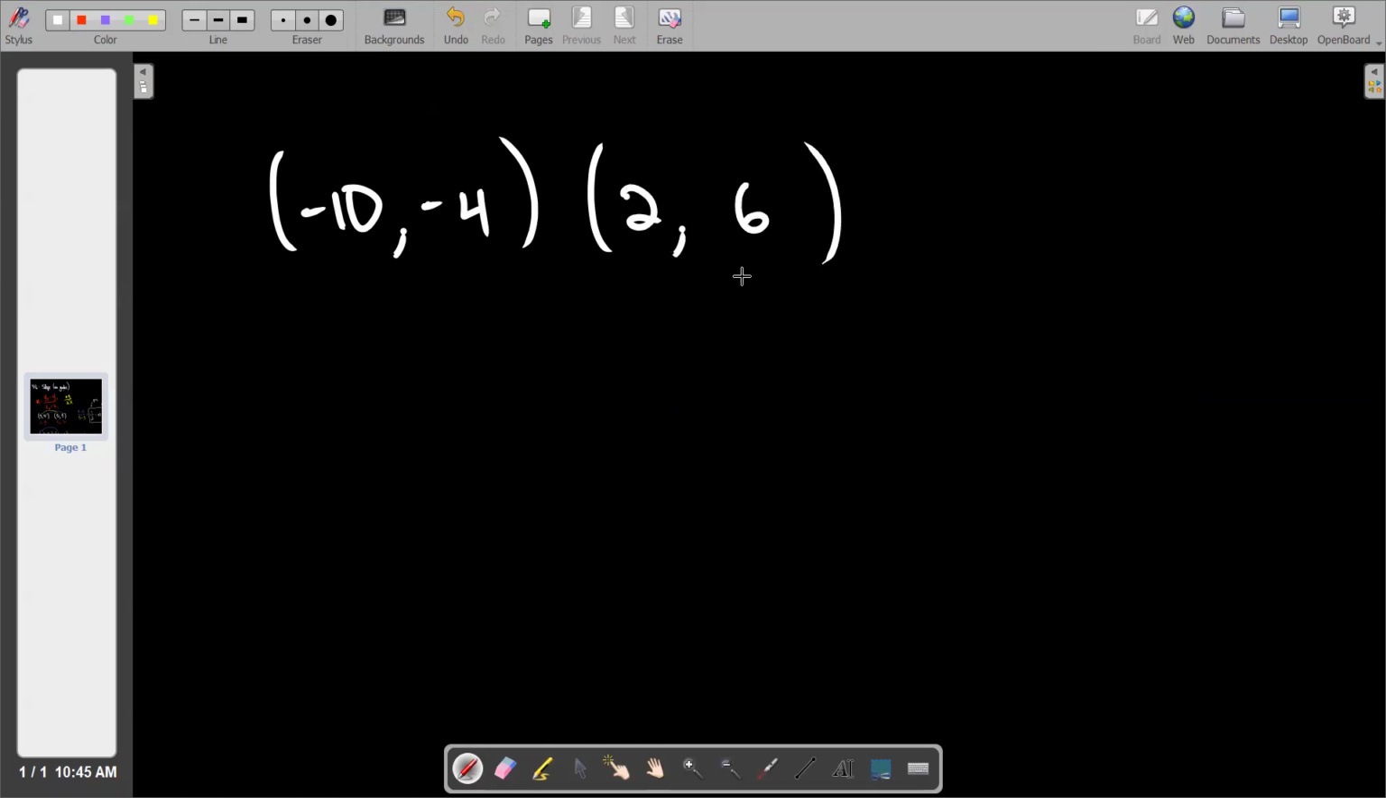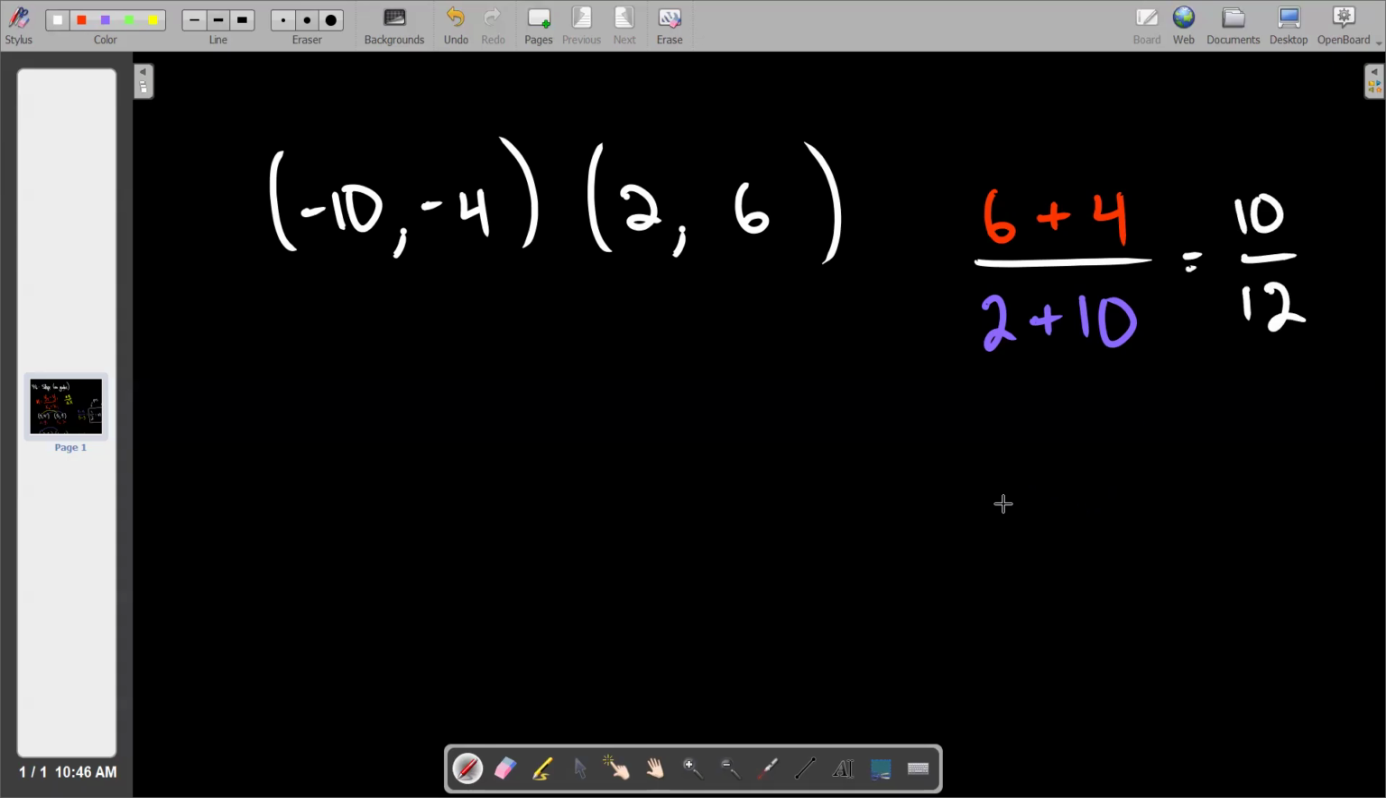I'm going to keep asking you this question because I don't want the answers to the problems, but here it goes. What is the math problem that goes on the top? 6 plus 4. Nice job. What is the math problem that goes on bottom? 2 plus 10. And we have to do math now. What is 6 plus 4? 10. What is 2 plus 10? 12. And what is 10/12 reduced to? 5/6. So your slope on this one would be 5/6.